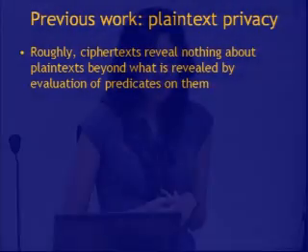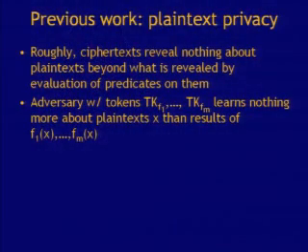So previous work on predicate encryption has looked at this security notion, which we'll call plaintext privacy. Roughly what this says is that ciphertext should reveal nothing about the encrypted plaintext, beyond what is revealed by the evaluation of predicates on them. So a little bit more formally, if an adversary has tokens for predicates F1 through Fm, then a ciphertext for a plaintext X should reveal nothing about X other than what the adversary can learn by evaluating F1 of X through Fm of X.